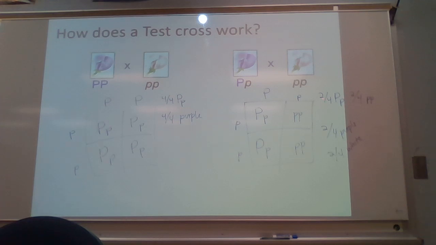If we end up half and half, so half purple and half white, then we know that the individual had to have been heterozygous, right? So that's the point of the test cross. If we look at the offspring from that cross, we can determine what the genotype of that parent was. Make sense? Questions?